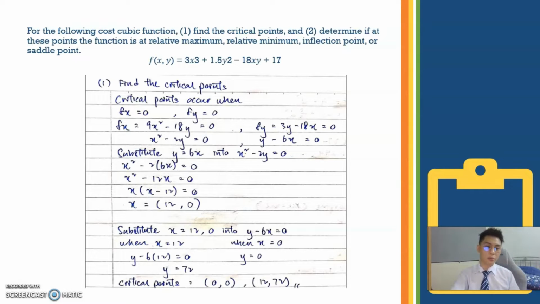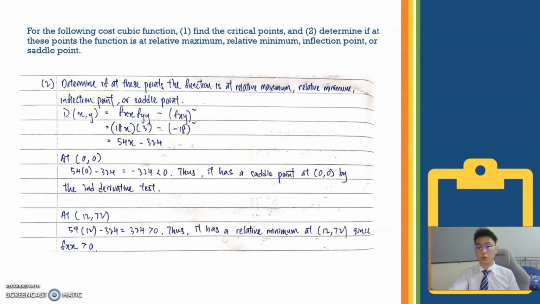After that, we substitute y equals 6x into x squared minus 2y equals 0, and we find out that x equals 12 and also 0. Then we substitute x equals 12 and 0 into y minus 6x, and we find that y equals 72 and y equals 0. So the first critical point is x equals 0 and y also equals 0, and the second critical point is x equals 12 and y equals 72.